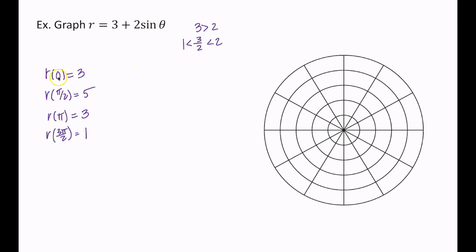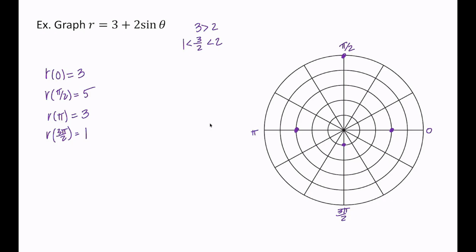So let's go ahead and plot these points. If the angle is 0, we're going to go 3 units towards 0. At pi over 2, we're going to go 5 units towards pi over 2. So we already know that's at the very top. At pi, we're going to go 3 units towards pi. And at 3 pi over 2, we're going to go 1 unit towards 3 pi over 2. So here, this is going to be up and down dimpled limaçon because it involves the sine function. We didn't mention that earlier, but we can see that with the points that we have plotted.